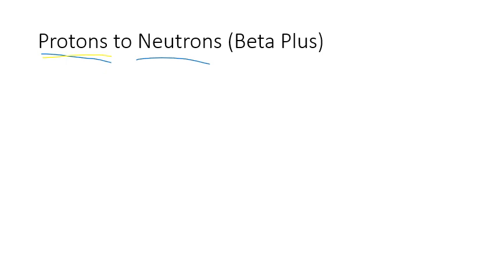Now, we've written this one out before, so: p to n plus a positron and a real electron neutrino.